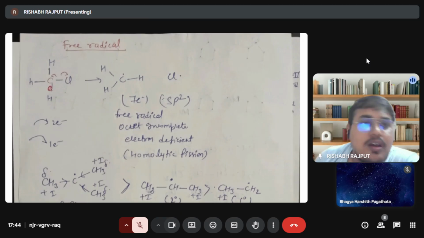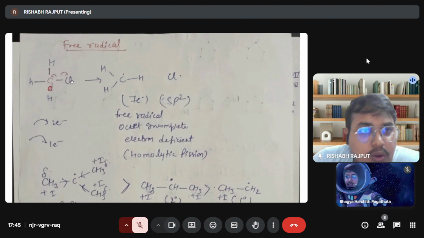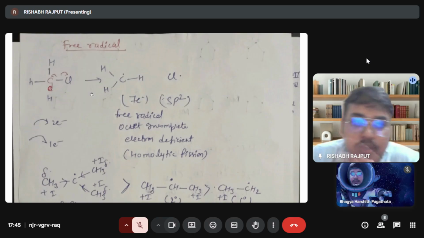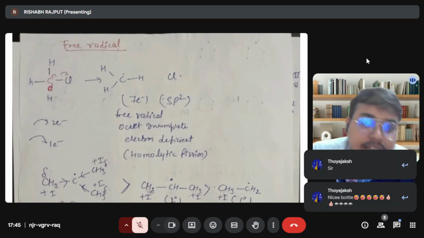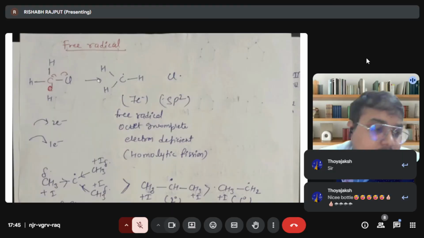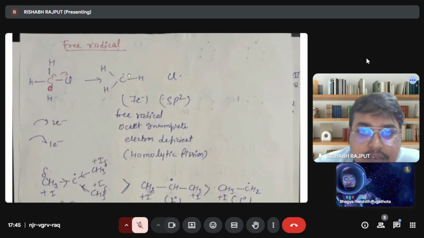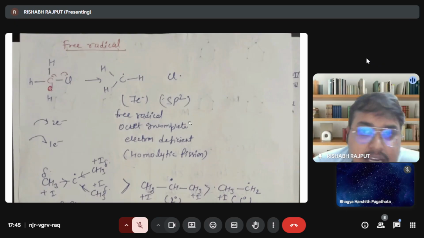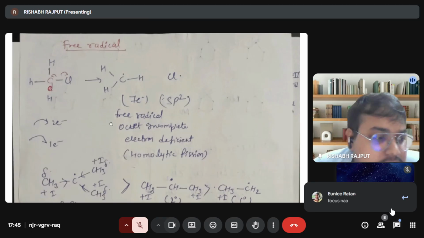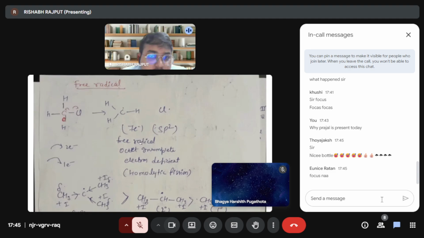Now what happened between the carbon and chlorine? Now carbon will take 1 electron, and chlorine will also take 1 electron. So now both carbon and chlorine have no charge. Carbon takes its own electron, chlorine also takes its own electron. So now carbon has 7 electrons, 2, 4, 6, 7, and it is sp square hybridization, because now you have only three bonds. You can see here, it's a free radical. The octet is incomplete, because carbon wants one extra electron for the octet to be complete. This is an electron deficient group.